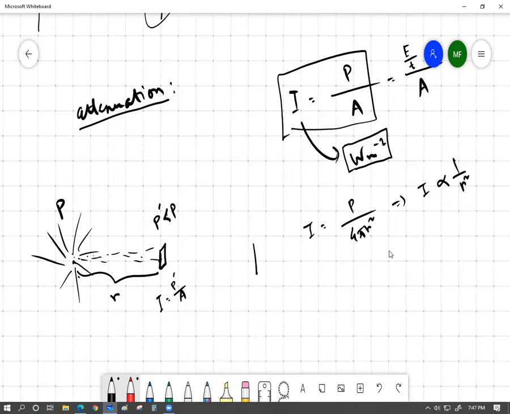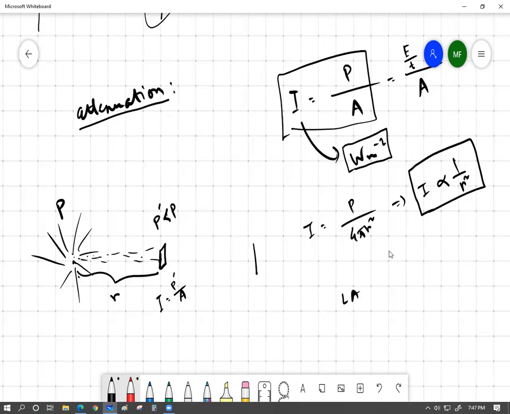So for the exclusive reason of spreading out, the intensity at certain locations can be very easily dictated by this proportionality: I is proportional to 1 by r squared. This is called the inverse square law for intensity reduction with distance. This will always happen for a source that is emitting energy in 360 degrees, or in all directions. This is exclusively not the case for lasers.